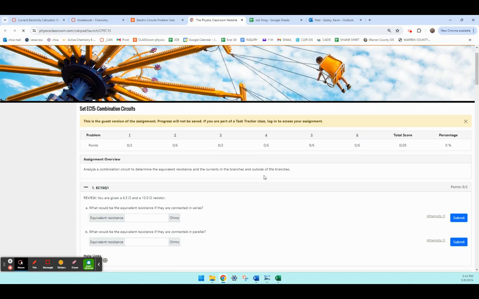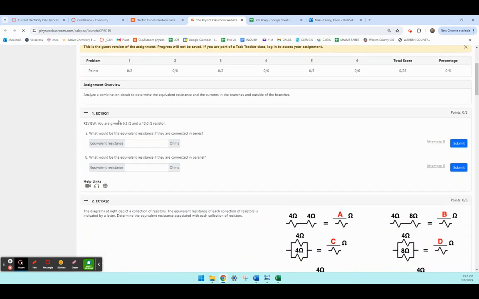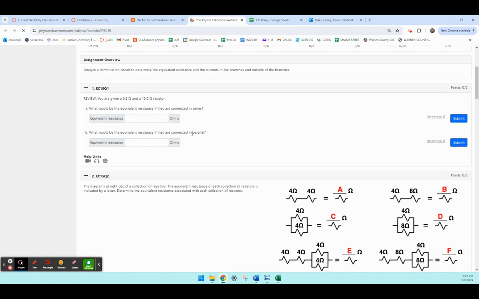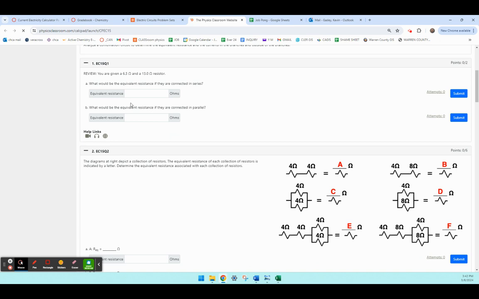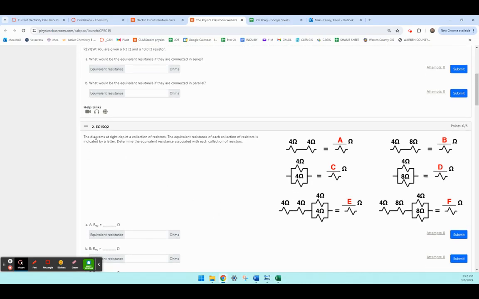As you're doing EC15, it starts off and it asks, what would resistance be if some resistors are connected in series, if they're connected in parallel. Gives you the same ones, calculate that. This should refer back to your notes and equations. You should understand how to do this. I'm not really going to show that right here. If you're struggling with this, you need to go back and work on some of the previous assignments again.